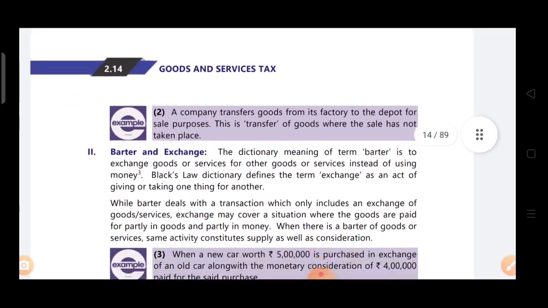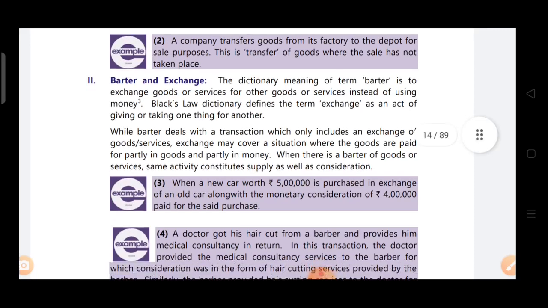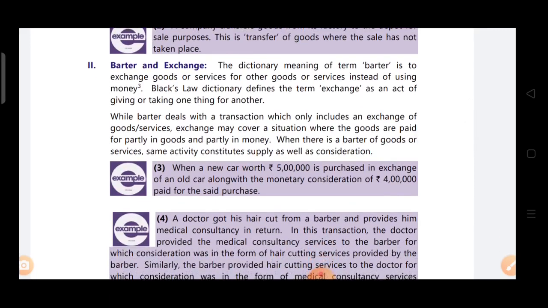Understood sale and transfer. Now barter and exchange. The dictionary meaning of the term barter is to exchange goods or services for other goods or services instead of using money. Goods are exchanged for goods. There is no money element. Money is not involved in this. One good is exchanged for other goods. Now Black's Law Dictionary defines the term exchange as an act of giving or taking one thing for another, while barter deals with a transaction which only includes an exchange of goods or services. Exchange may cover a situation where the goods are paid for partly in goods and partly in money.